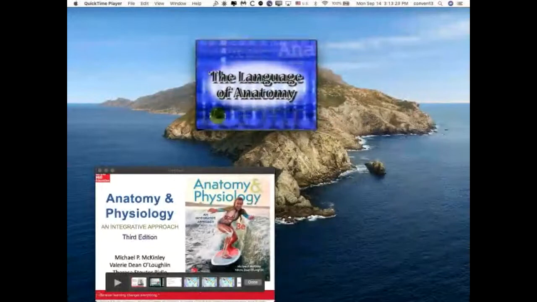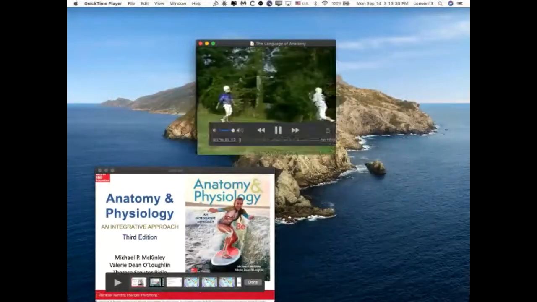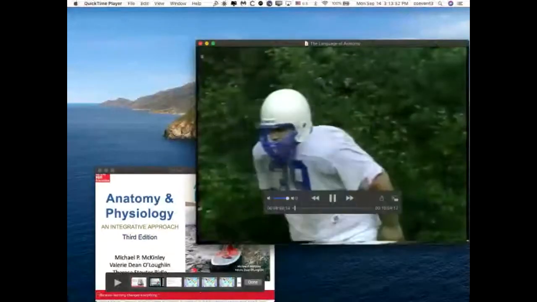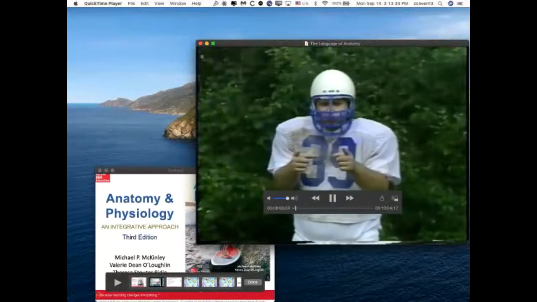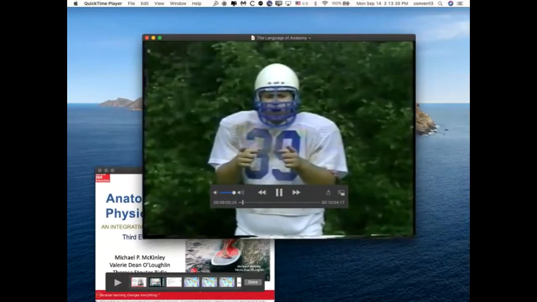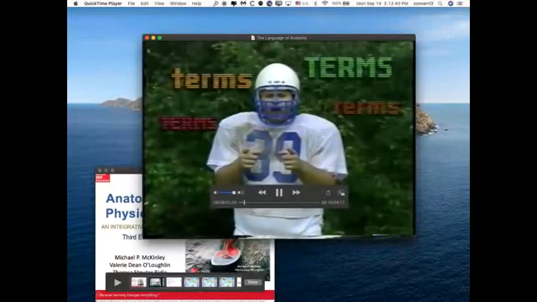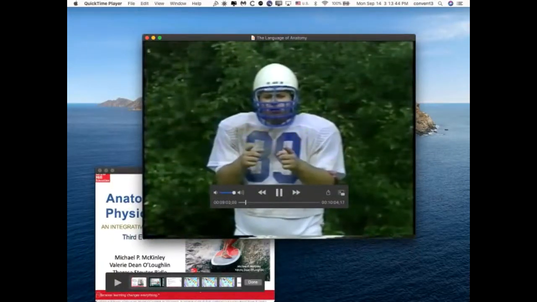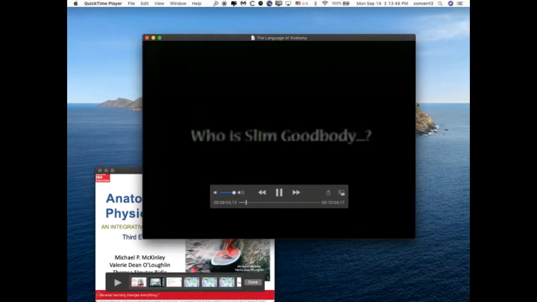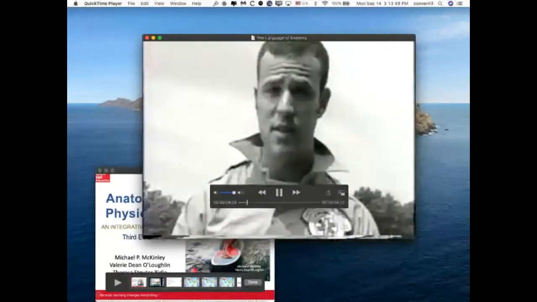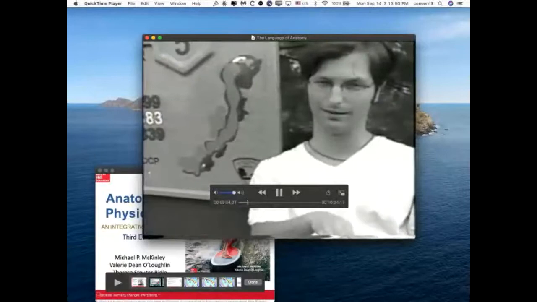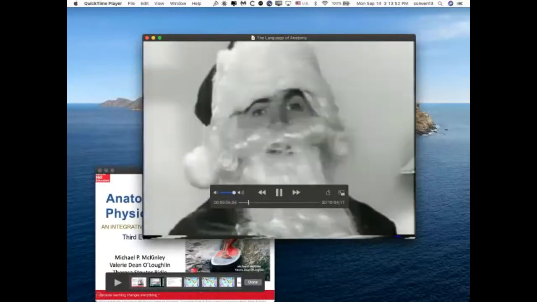The language of anatomy. If you're going to be successful in the study of anatomy, you got to be tough. And there are certain terms that are used over and over again that we have to beat into your head so you can succeed. I'm Slim Goodbody.